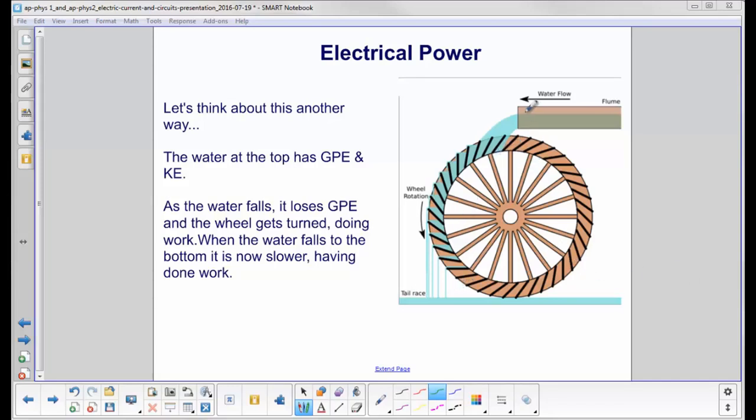If the wheel weren't here, of course, the water would fall and speed up as it gets to the bottom. It's basically a falling object. But a lot of that energy is chewed up in spinning this wheel. It has done work on the wheel.